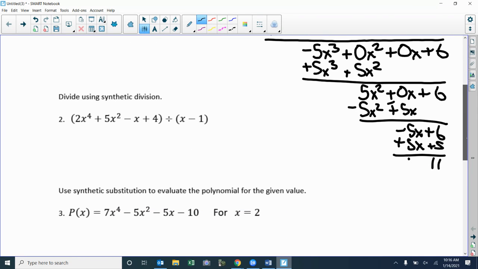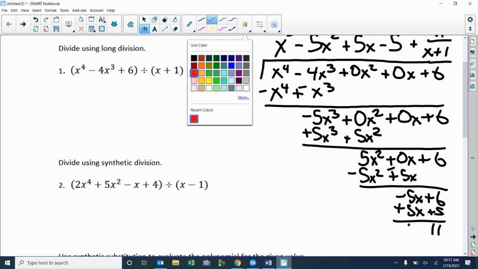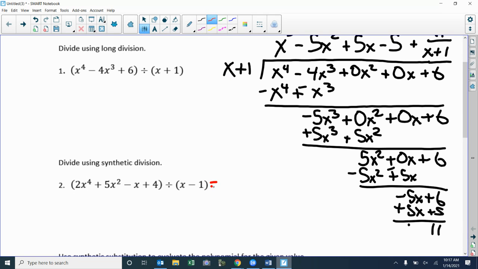Scooch on down to synthetic substitution or synthetic division here. I might just pull that up and put it right above it, just so we have a little more room there. All right, remember we got to set this equal to 0 and solve, so x is positive 1. So 1's going to go in there. Make sure we have 2. Oh, we're missing the cube, so we're going to put a 0. Then we're going to have 5. We're going to have negative 1. And then positive 4.